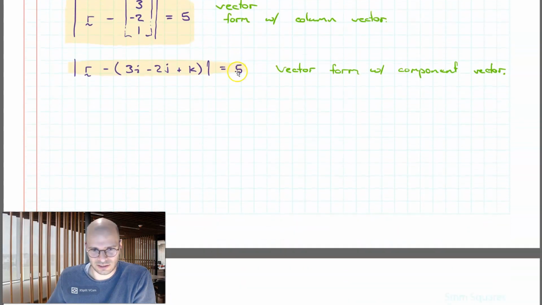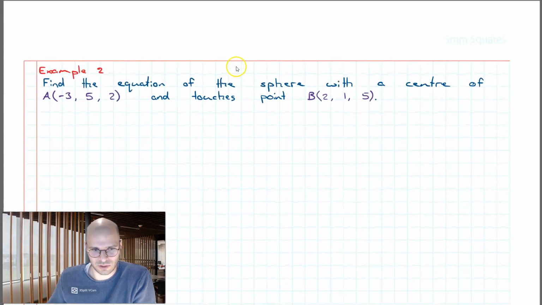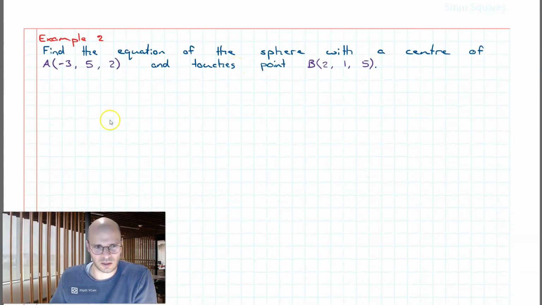Alright, let's have a look at the next example. Example 2. Find the equation of the sphere with a center of A(-3, 5, 2) and touches point B(2, 1, 5).